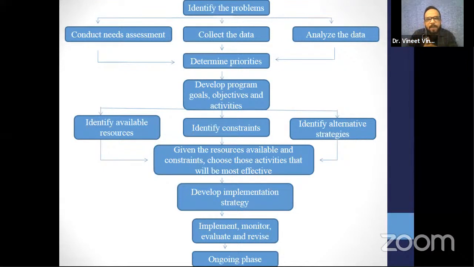Now, after identifying all these things, choose those activities that will be most effective. So if I go by bus from Mumbai to Goa or from Bangalore to Goa, I'm going to save money. If I stay in a simple hotel or some 1 or 2 star hotel or in a lodge, I'm going to save my money. And then I can spend my money on good food. I can spend my money on adventure trip. That will be the most effective. That is called as your implementation strategy. So this is what you are going to do.